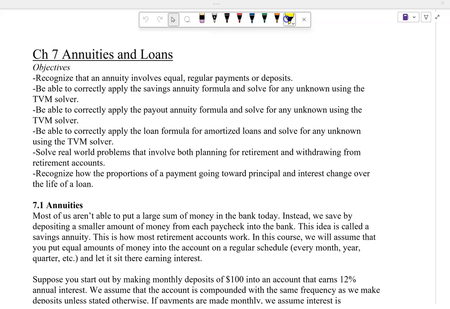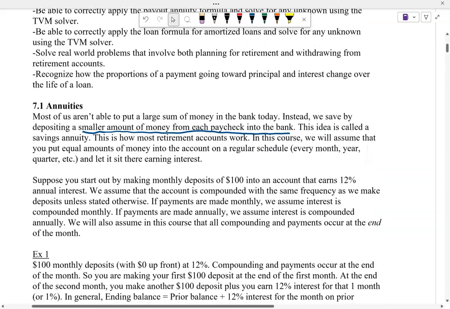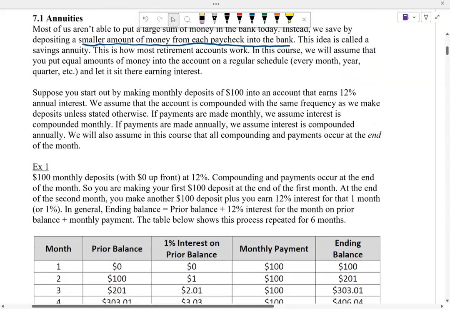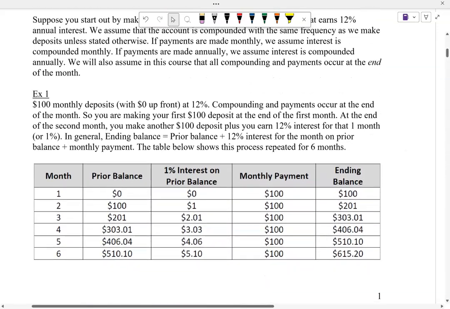So, most of us can't put big chunks of money, like we talked about last time, in the market or whatever, into an investment vehicle for a long period of time. But what we can do is do smaller amounts of money, paycheck to paycheck or month to month, into some sort of investment or a savings account or something like that, right?